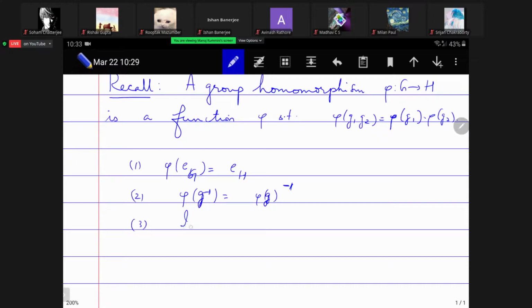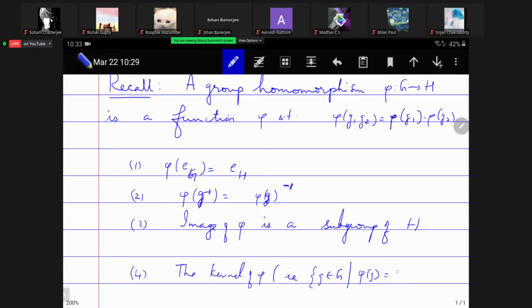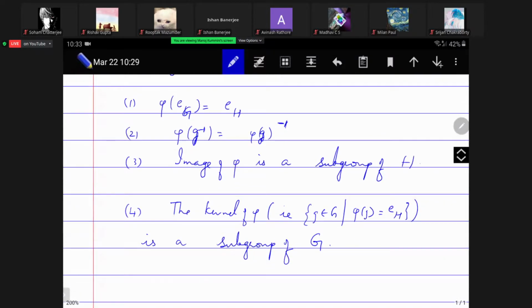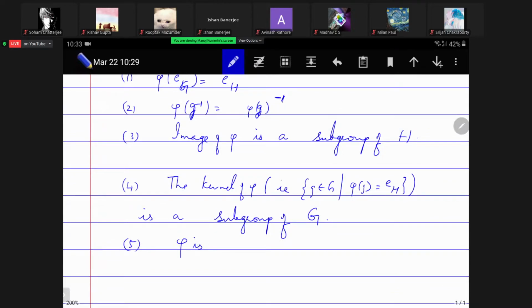3. The image of the function, image of phi, is a subgroup of H. And the kernel of phi, that is the set of g inside G such that phi of g is the identity element of H, is a subgroup of G. And we also observed that phi is injective if and only if the kernel of phi contains only the identity element of G. It is exactly that. So this is where we stopped before the exam.